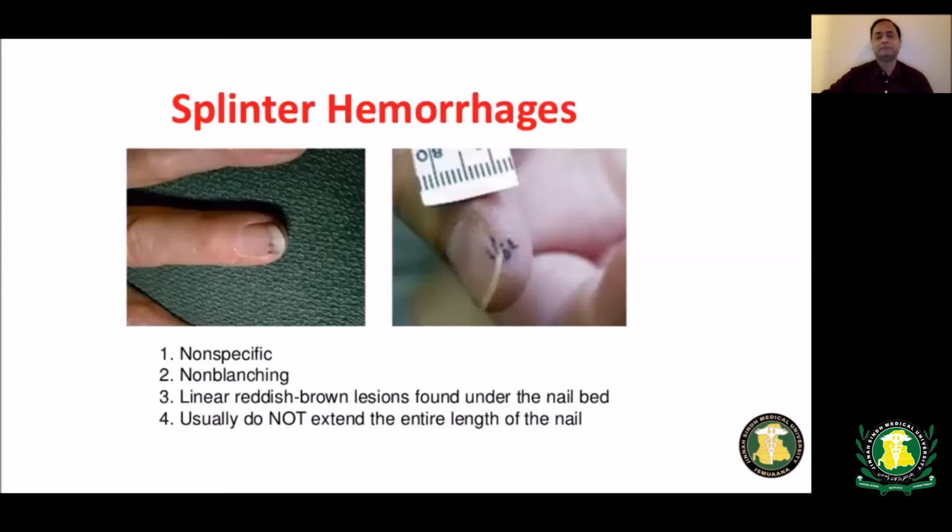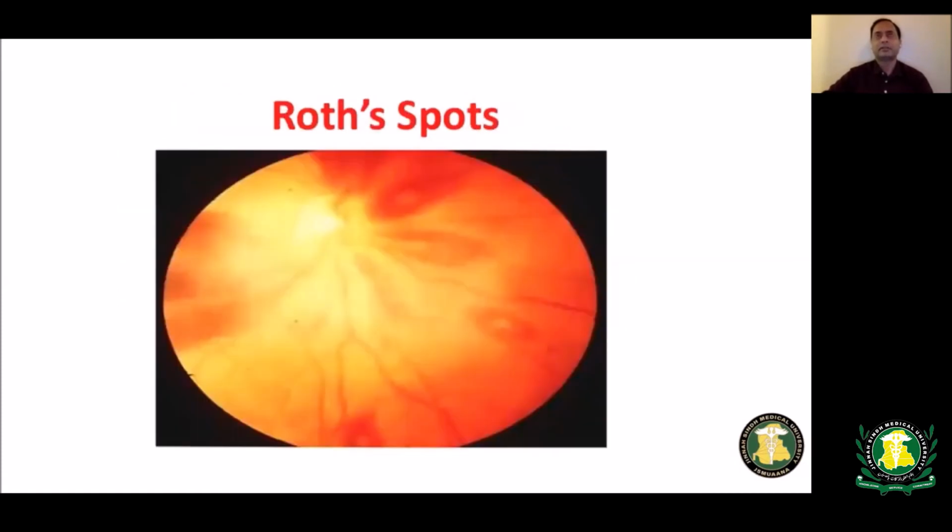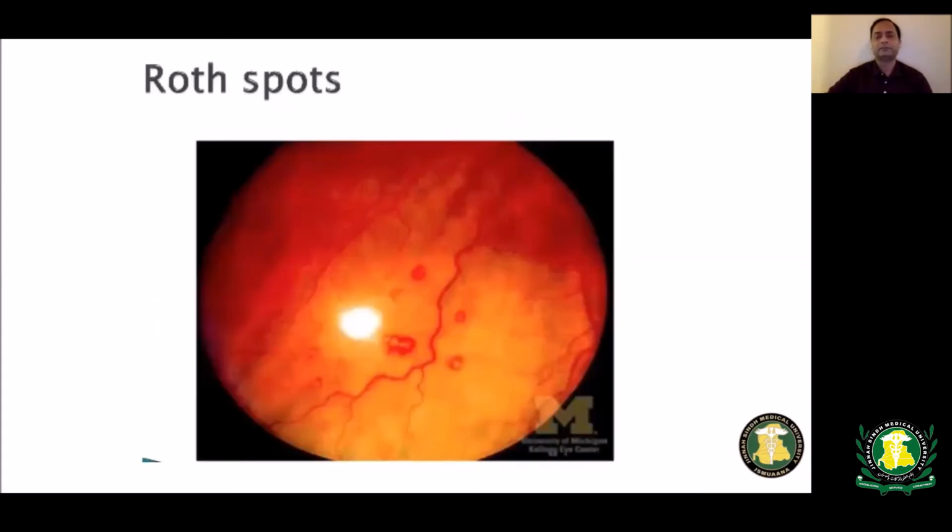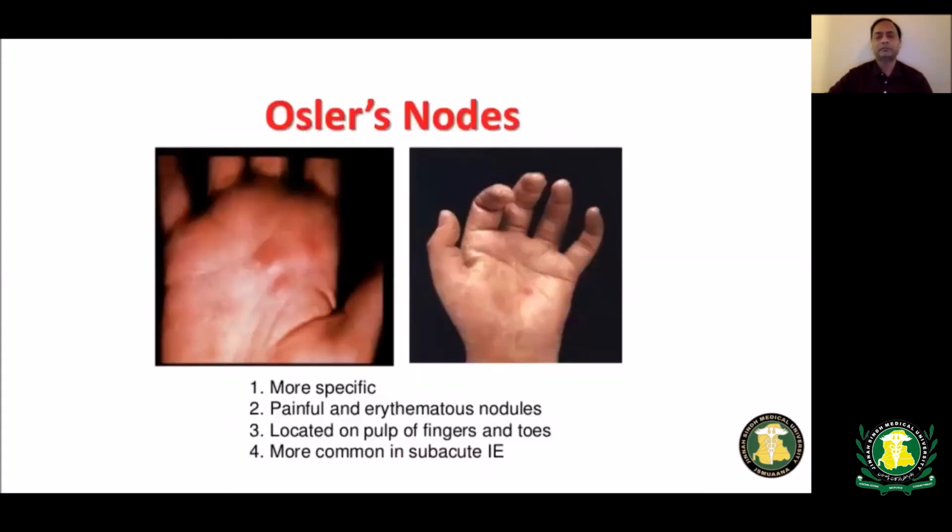Splinter hemorrhages, again, are a type of vascular phenomenon due to vasculitis induced by infective endocarditis, usually seen on the nail beds. And then we have vasculitis causing hemorrhages in the retina, what we call Roth spots. So these two slides represent Roth spots. As I mentioned, Osler nodes are subcutaneous nodules seen on the palms of hands, and can be seen on the soles. These are painful, and these are due to deposition of immune complex in this area.